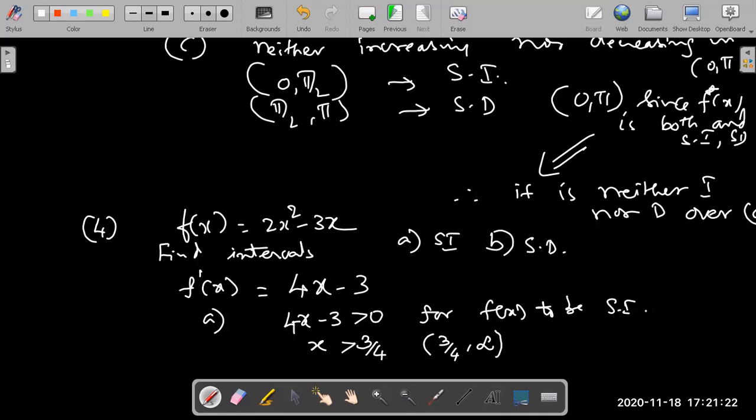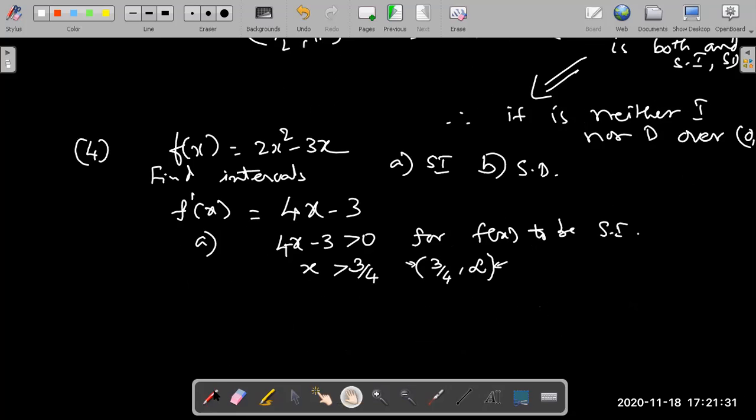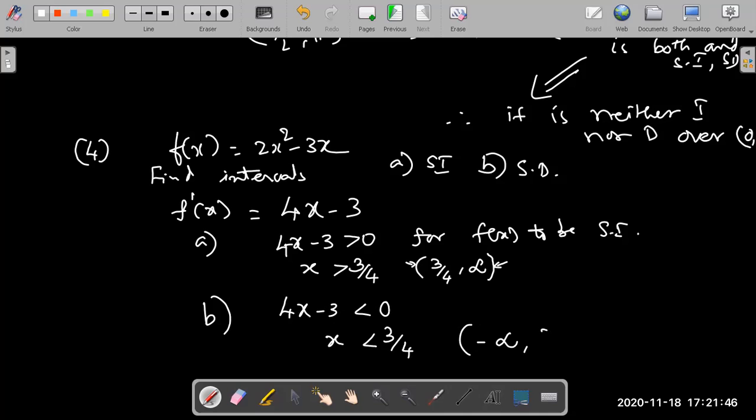So 3 by 4 to infinity. You look at this, these brackets are important. We have to put a curve bracket. It is strictly increasing. Then come to B. So you look for the same 4x minus 3 less than 0. x is less than 3 by 4. So we'll have to say minus infinity up to 3 by 4. So it is strictly decreasing. These are the values of x.